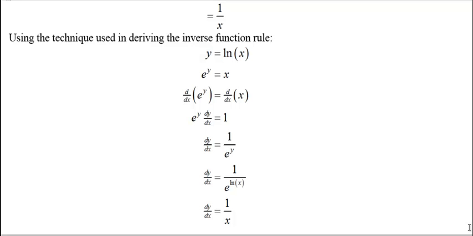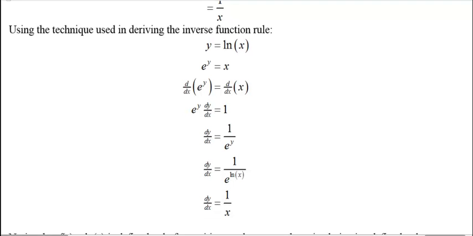Now we divide both sides by e to the y, and so we get dy over dx is 1 over e to the y, but y is ln of x, and e to the ln of x again is x. So dy over dx is 1 over x. The derivative of natural log of x is 1 over x. It's kind of an amazing thing if you think about it, because the logarithm is not just a basic function out of algebra, not a lot of polynomial type operations, but we get a nice rational function out of that for a derivative.